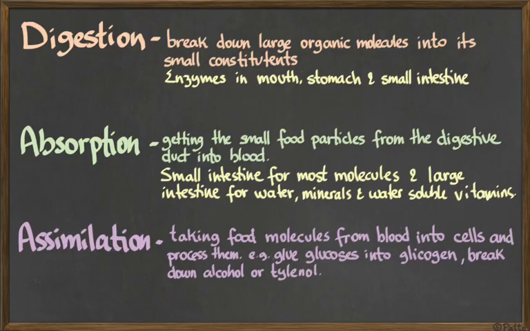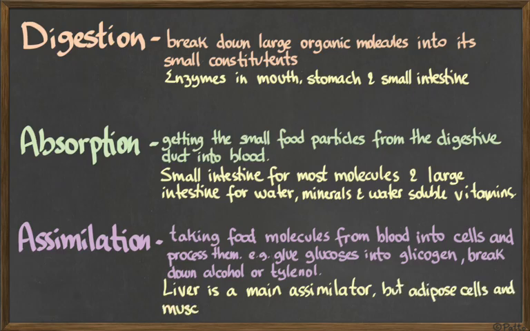So when you join glucose to make glycogen, or you break down alcohol, or you break down Tylenol, all those processes are called assimilation. The main assimilator in your body is going to be the liver. The liver is responsible for breaking down and transforming molecules that are already absorbed into something else. For example, alcohol. For people that drink, the alcohol has to be broken down in the liver so it doesn't intoxicate people with itself. Okay?